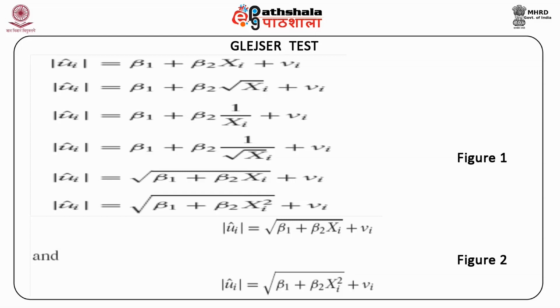However, again there are some problems with the Glejser approach. As Goldfeld and Quandt pointed out, the error term V_i itself may be heteroscedastic. And an additional difficulty with the Glejser method is that the models, such as shown in figure 2, are nonlinear in the parameters and therefore cannot be estimated with the usual OLS procedure.